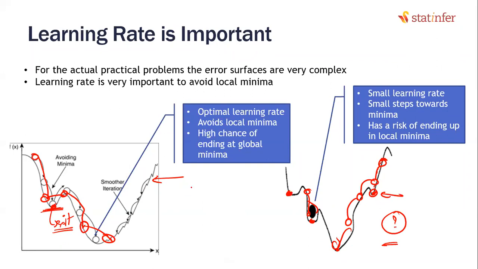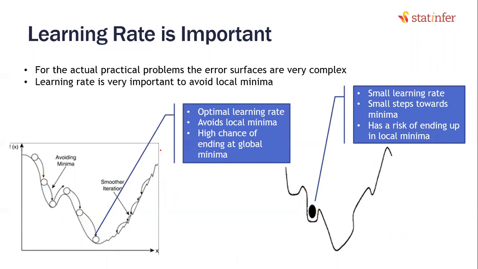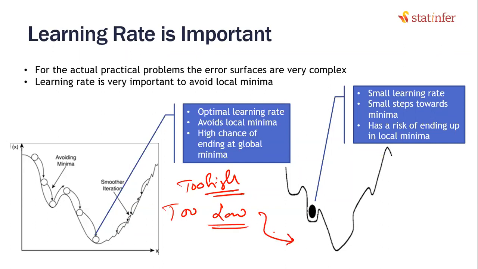Now there are two problems. If the learning rate is too high, think about it, that is also a problem. Low learning rate, you understood the problem. If the learning rate is too low, what is the problem? Can somebody tell me? We already discussed it until now. If the learning rate is too low, what is the immediate problem that you see?